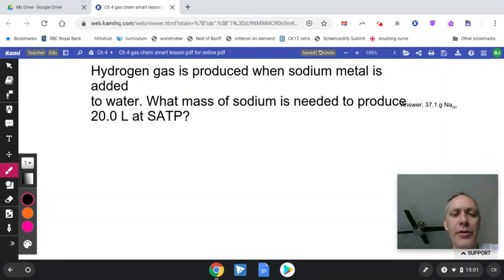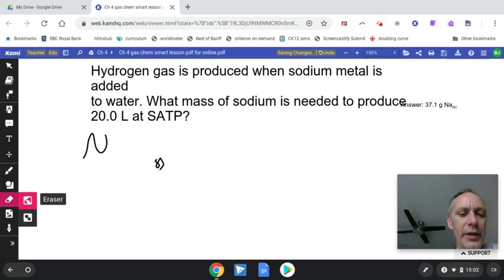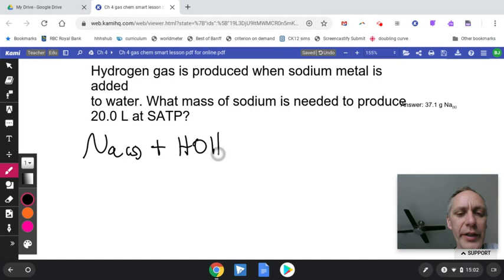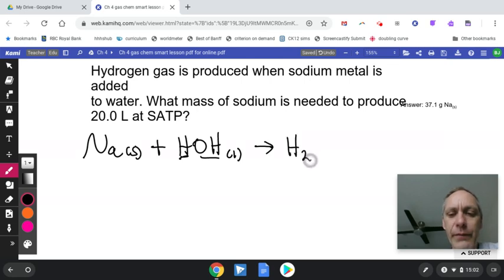Hydrogen gas is produced when sodium metal is added to water. Sodium metal, so solid, is added to water. I'm going to write my water as HOH. I like to do it that way because it shows me the H part and the OH. Water often reacts by splitting into an H and an OH. Okay, sodium reacts with water and we produce hydrogen gas, H2.